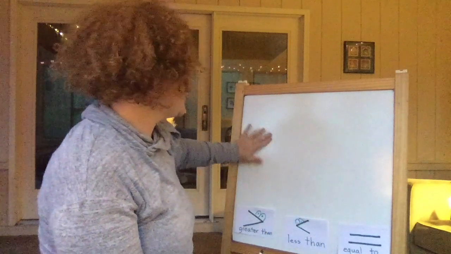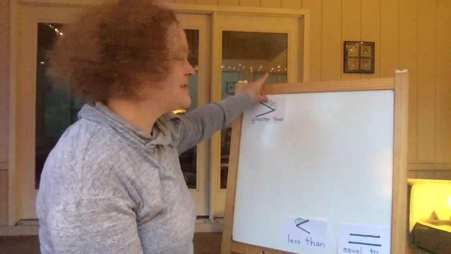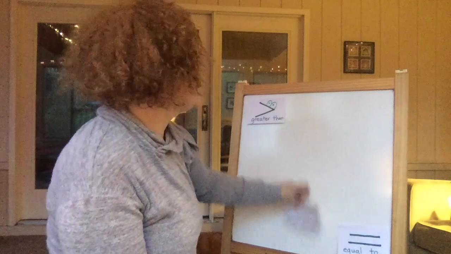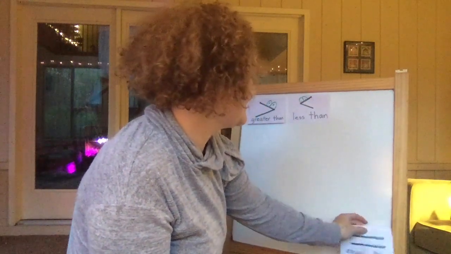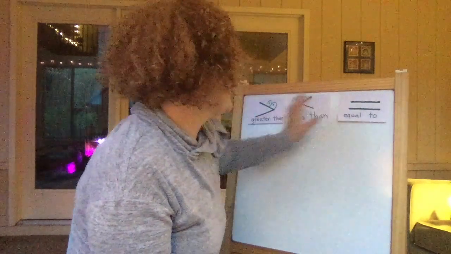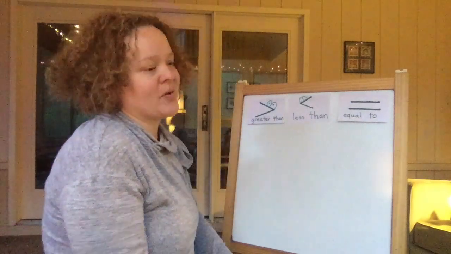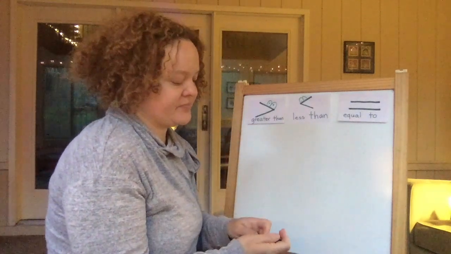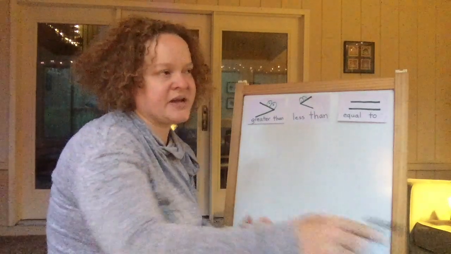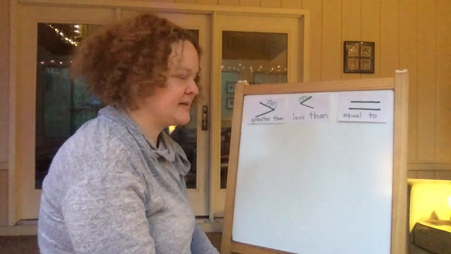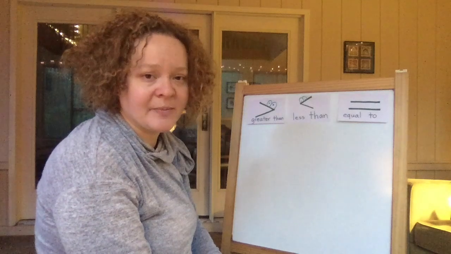So for today, I just want you to get to know the symbols. And if you know the symbols, say hello to them. You haven't seen them in a while. They're like an old friend you want to catch up with. So greater than, less than, equal to. So in your Google Drive this morning, there will be a document that says greater than, less than, equal to. And if you open that up, it'll have the symbols.